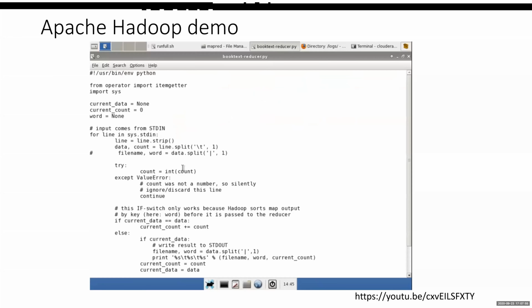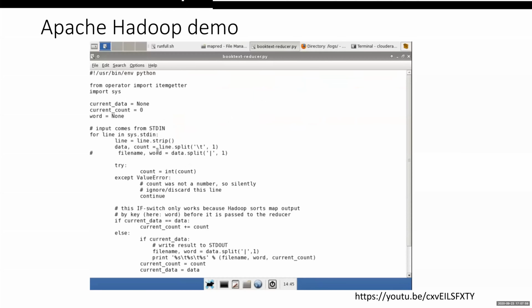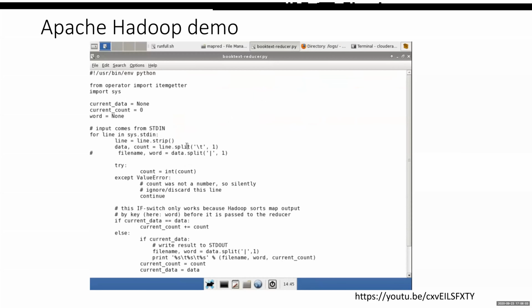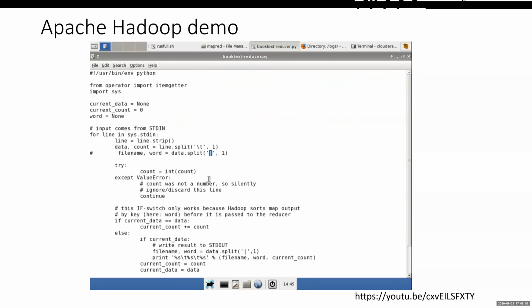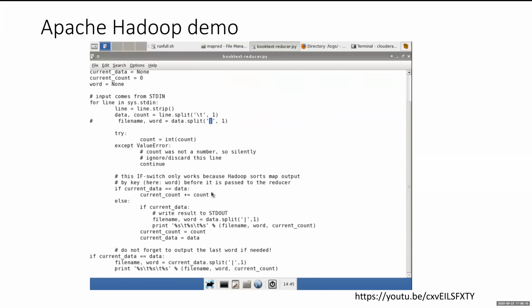If I open the reducer and take a peek at it, the reducer is a little more complicated because it has more work to do. What the reducer is going to do is take the output from the mapper programs, split that by the pipe character that we used to delimit the file name and word, and so it'll get three arguments. One will be the file name, then the word, then the number.